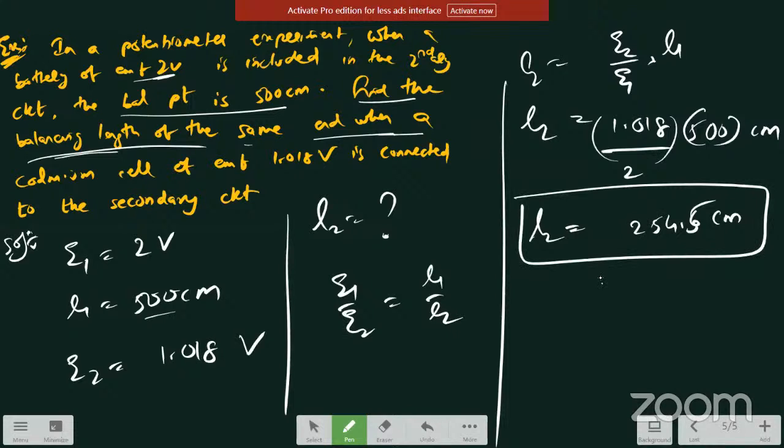If any one of you has doubt in this question and solution, please comment, or else we shall proceed further. Sir, but it has not been given whether the cadmium cell is connected in series or parallel. Yes, some of you are having this doubt.